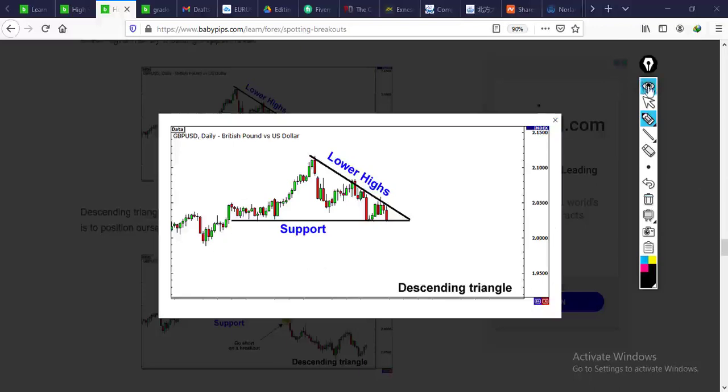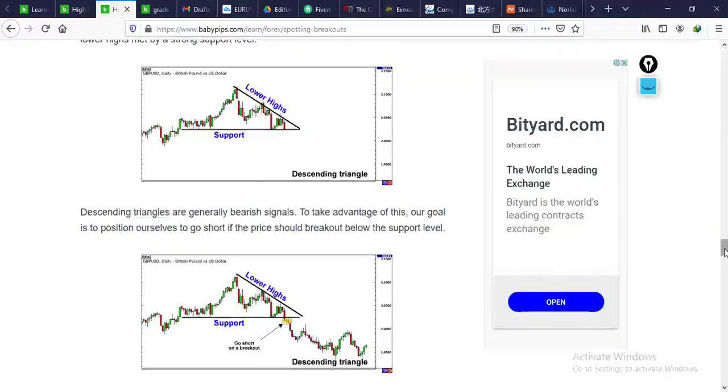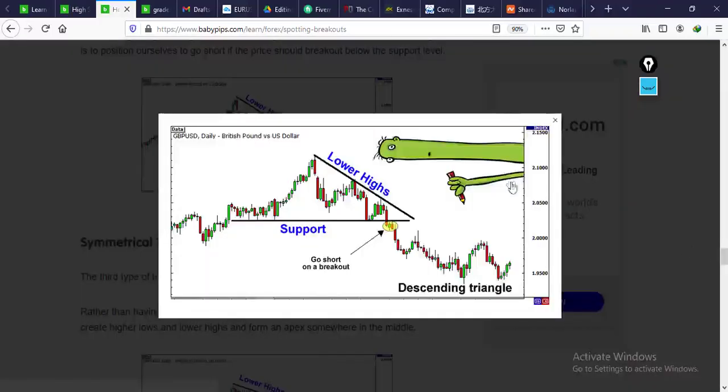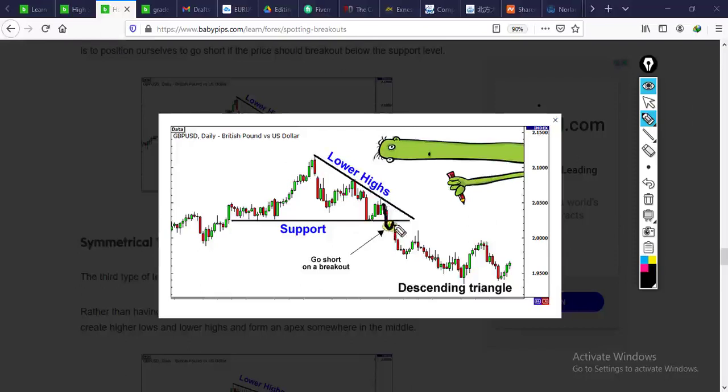So let's look at the next chart to see how the price of the market went, whether it broke down or not. And obviously, as you can see, price broke the bottom trend line, okay, and it came back for a retest before price continued to slump down. So here is our descending triangle. I hope you understand this.